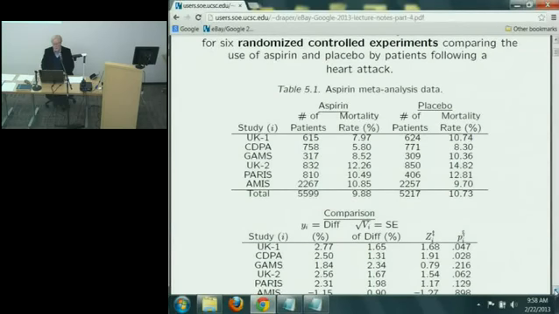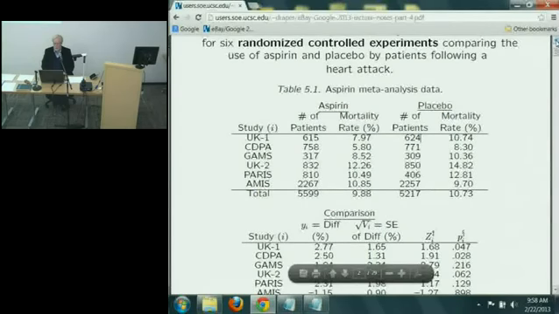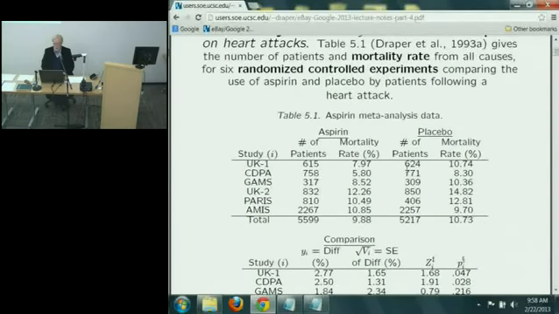People were randomized, in the case of UK-1, 615 of them to aspirin and 624 to placebo, and followed for a period of time. All of them had a previous heart attack, and they were followed for a period of time judged to be long enough to see whether aspirin really made a difference or not. I don't remember how long that was.